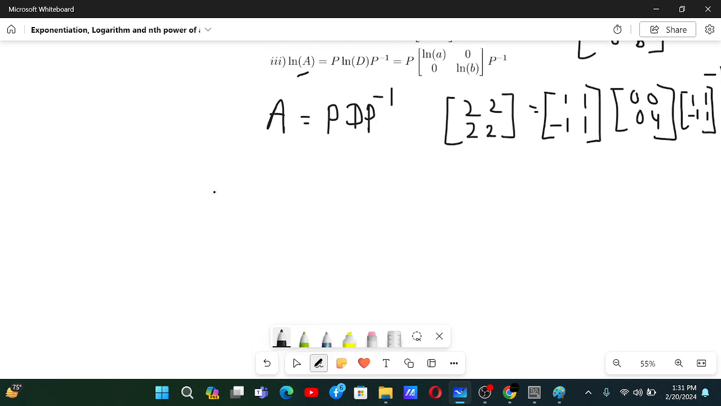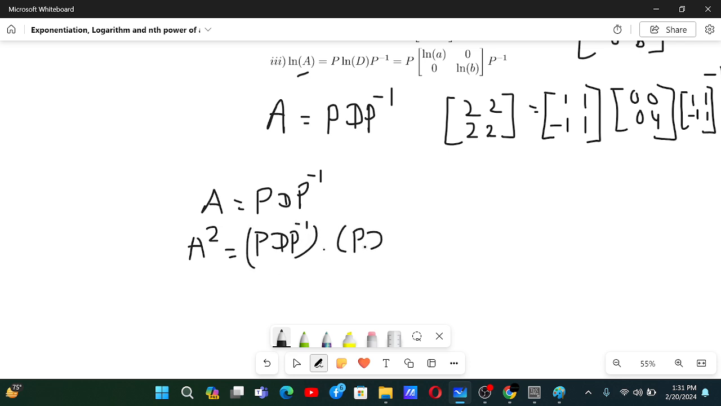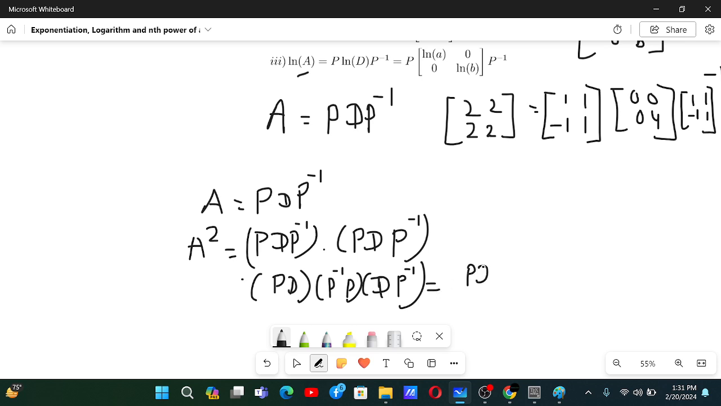So let's say we wrote a matrix in this form, PDP inverse. Now if you want to find the square, what we can do is multiply this twice: PDP inverse times PDP inverse. We know that matrix multiplication is associative, so we can write this as PD times P inverse P times DP inverse. Now P inverse P is just the identity matrix I. So we have PD times I times DP inverse. Now I times any matrix is just that matrix, so we now have P and the other matrix itself.